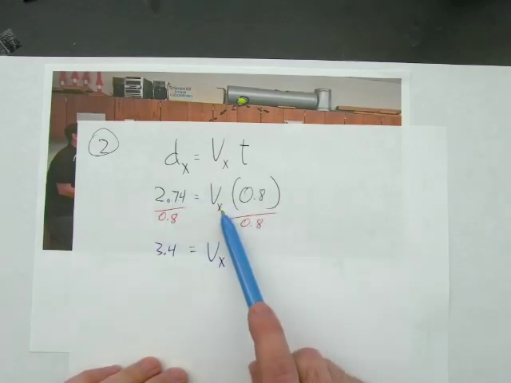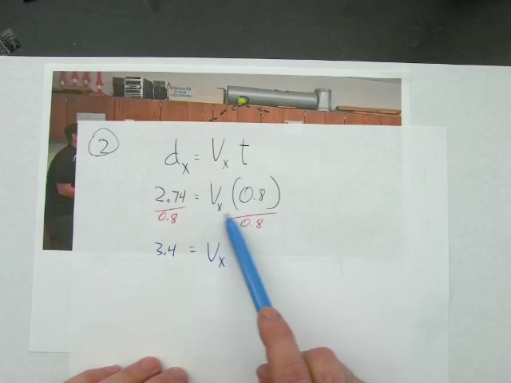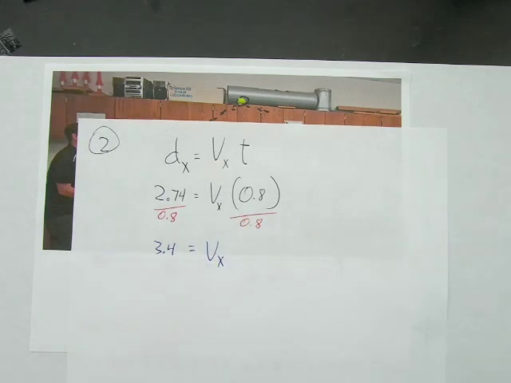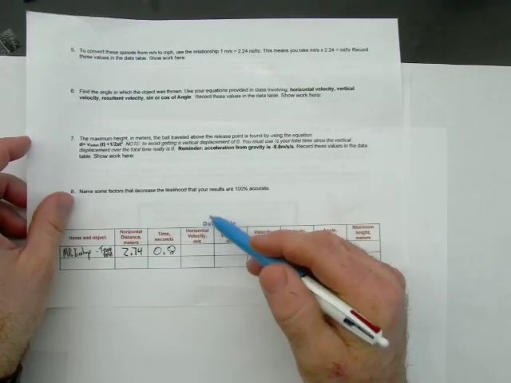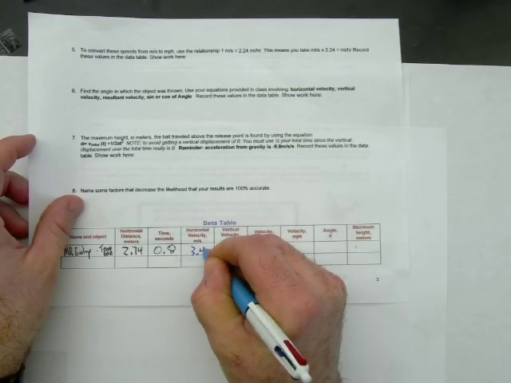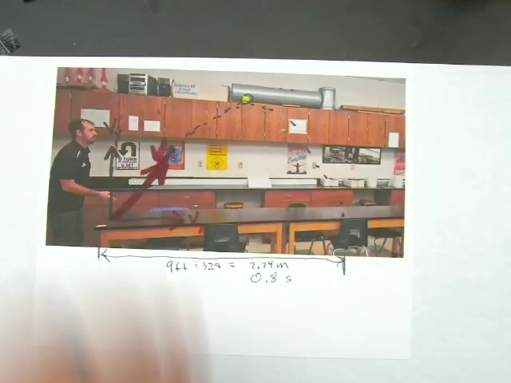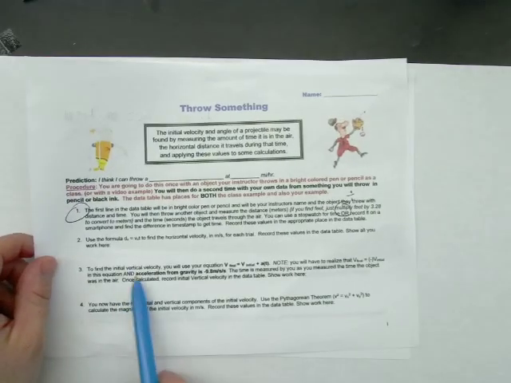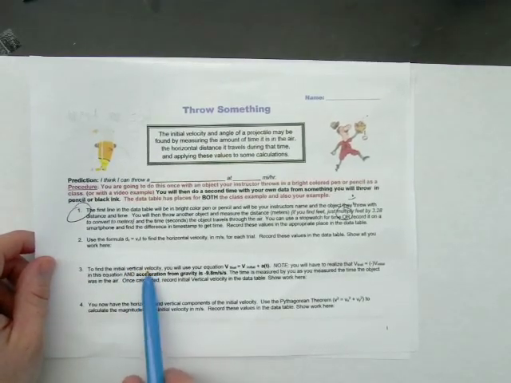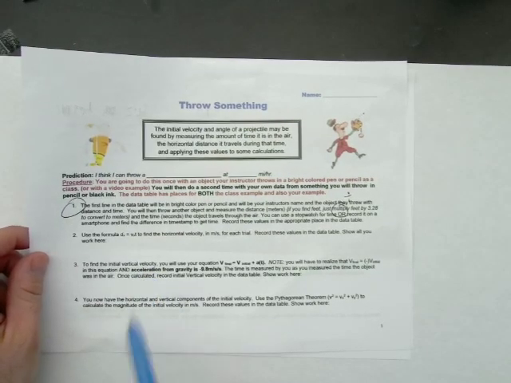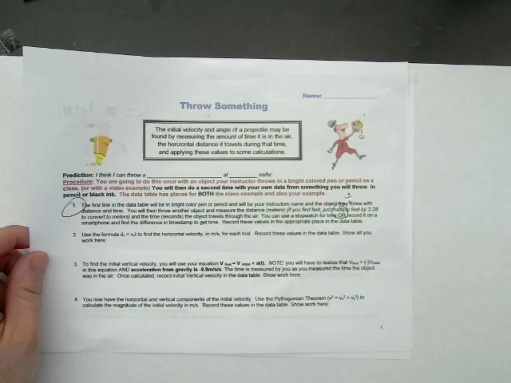We isolate the velocity on the x-axis, and we divide both sides by 8, and we end up with 3.4 equals velocity on the x-axis. Velocity on the x-axis is also known as horizontal velocity, and so we're going to call that 3.4. And we're done with step 2. Now, if we move on to step 3, it's going to ask us to find the initial vertical velocity, or the velocity on the y-axis. And this is probably the more tricky step, and so we'll look at that.